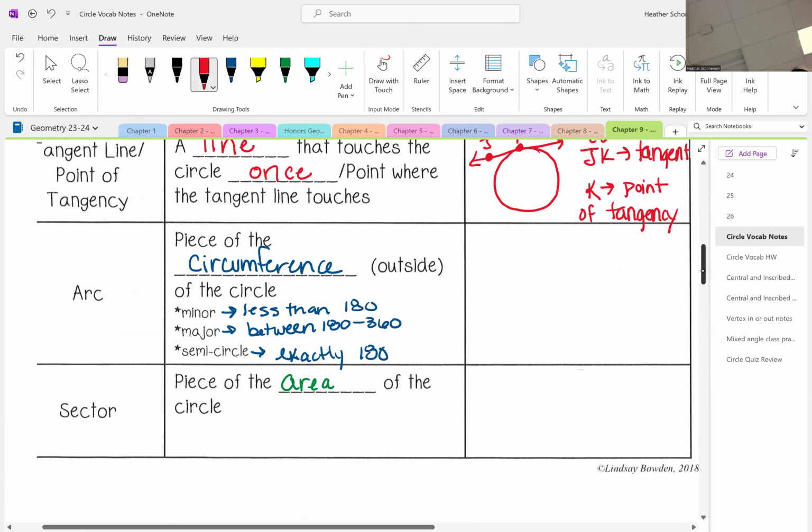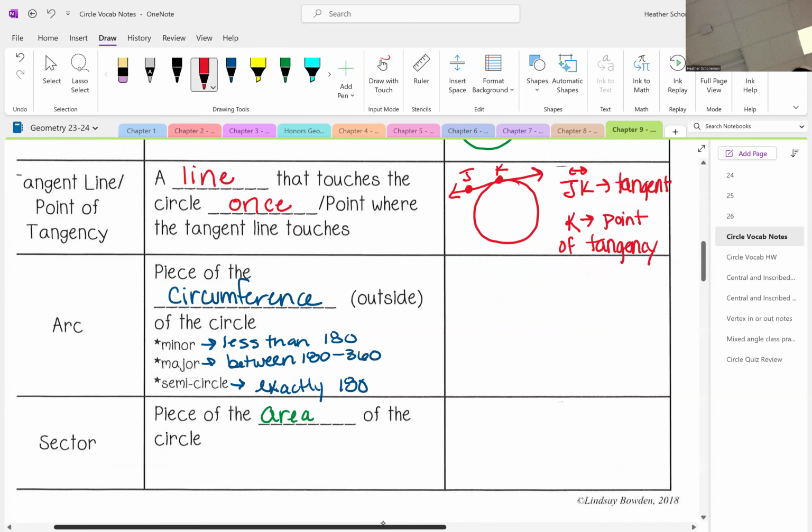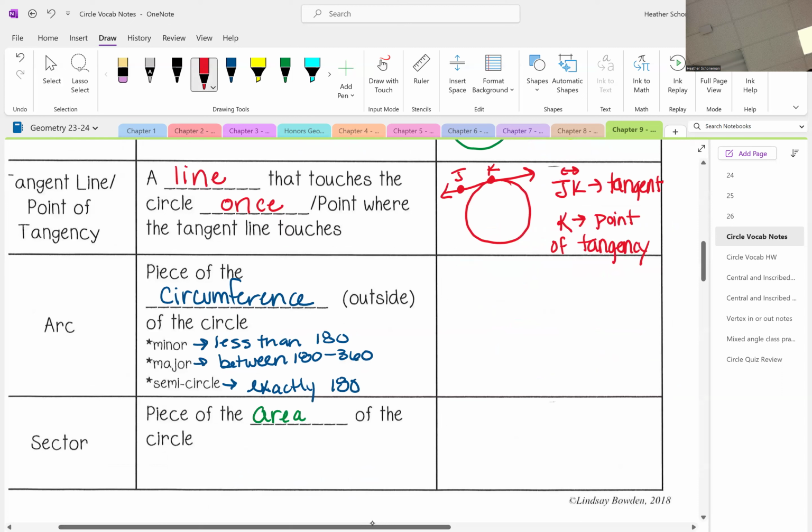Oops, jumped too far. Okay, next one is talking about arcs. An arc is a piece of the circumference. So the circumference is the distance all the way around the circle one time. An arc is only part of the distance. You just go for this little portion of it. Okay, there's 3 kinds of arcs.